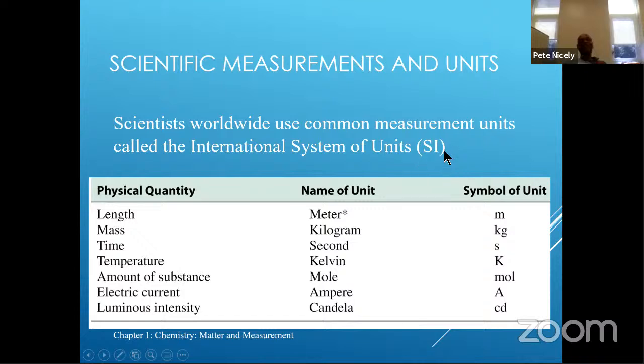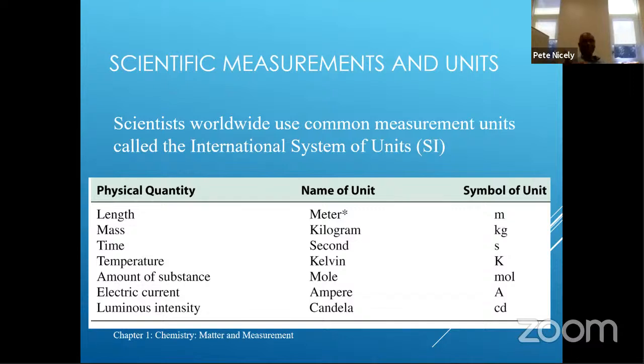SI is a French abbreviation for International System of Units. You have the unit of length, which is the meter, the unit of mass, which is the kilogram, the unit of time, which is the second, the unit of temperature, the Kelvin. For the amount of substance, the unit is the mole. And then these 2 last ones we won't be using in this chapter, but I'll mention them anyway. Electric current, the unit is ampere, and luminous intensity, the unit is candela, all right? So in this chapter, we'll be using the first 5.